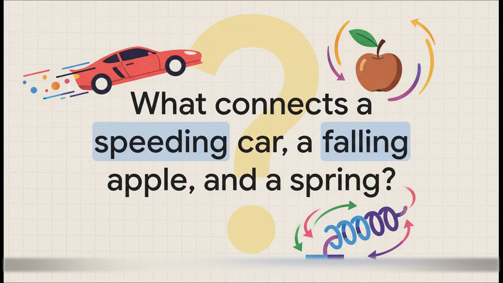So think about this for a second. What on earth connects a car flying down the highway, an apple falling from a tree, and a spring that's been stretched out? It seems random, right? Well, they all have one thing in common: energy. You can think of energy as the universal currency of physics. It gets stored, it gets transferred, it changes form, but it's always there. Today, we're going to learn how to follow the money.